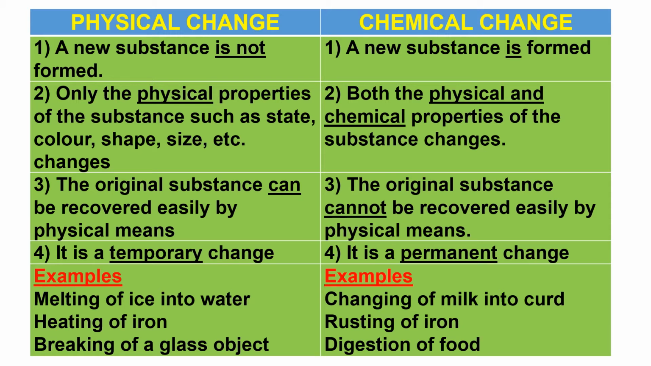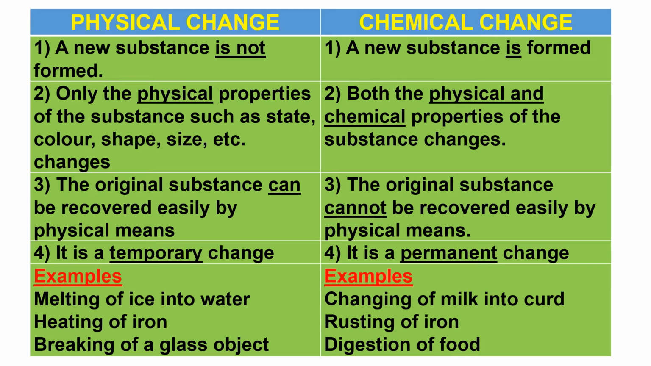Thirdly, in a physical change, the original substance can be recovered easily by physical means. That way you can get back the original substance. Whereas in a chemical change, the original substance cannot be recovered easily by physical means. You cannot get back the original substance. Why? Simply because that substance got changed into a new substance. And lastly, in a physical change, it is temporary, whereas a chemical change is permanent. It cannot be reversed.